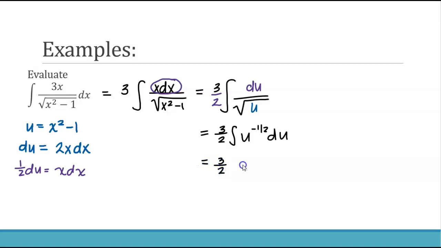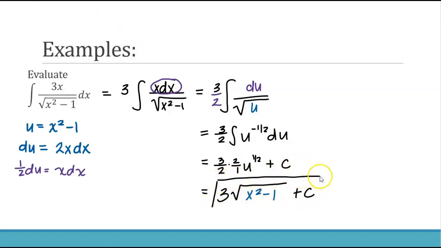So I'll keep that constant in the front. And when we take the antiderivative, it's going to be u to the 1/2 when I add 1. And then I would have to divide by 1/2, which is the same as multiplying by the reciprocal, 2/1, plus c. So now those 2's would cancel. I get 3, and then u to the 1/2, or the square root of, and my u was x squared minus 1, and then plus c. So this is my indefinite integral.